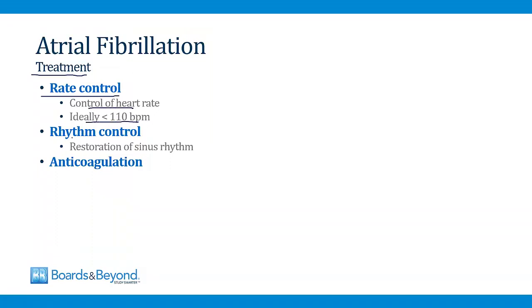Second treatment category is rhythm control. There are meds used to treat atrial fibrillation, with the goal of the medication being to restore sinus rhythm and get the patient out of atrial fibrillation. And then finally, there are drugs used for anticoagulation to limit the risk of stroke. So we'll go through each of these categories one at a time.